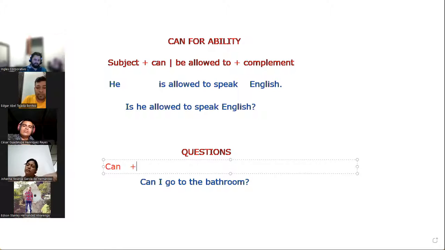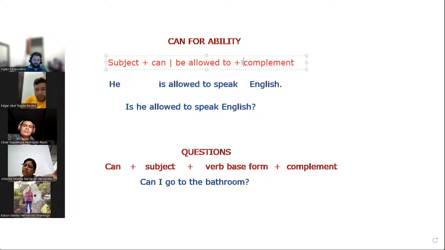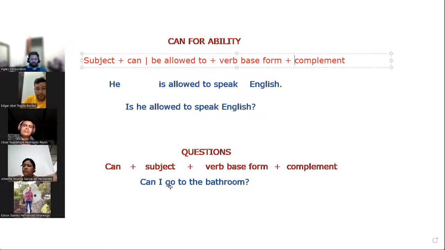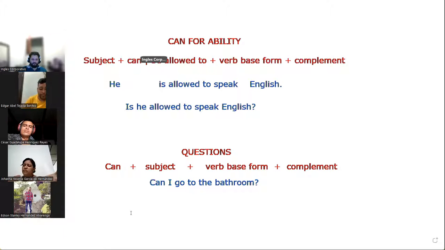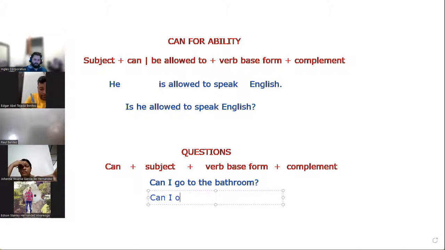Can plus? Subject, right? Plus? Verb. Well, yeah, the verb in base form. All right, and then the complement. And here we missed, guys, verb base form too, right? So that's what we missed there. All right, so we got this, right? Can I go to the bathroom? Okay, very good. What about this, guys? Can I open the windows? Can I open the windows?